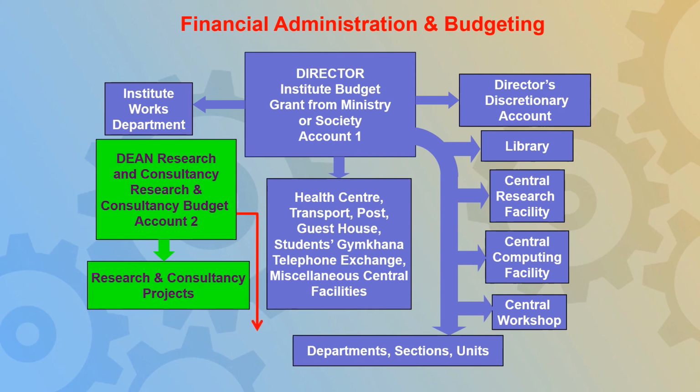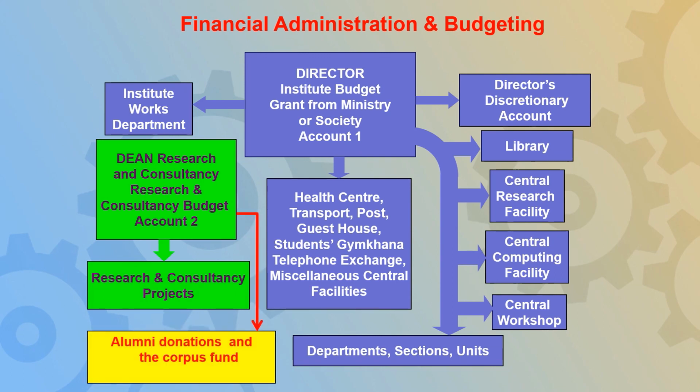Then alumni also are now making a lot of donations, and they're giving substantial donations, which also go to account 2, and that is used for developing a corpus fund, which is absolutely essential because a large corpus fund provides a certain degree of financial autonomy to the institute. Without that, an institute cannot function with any degree of excellence.